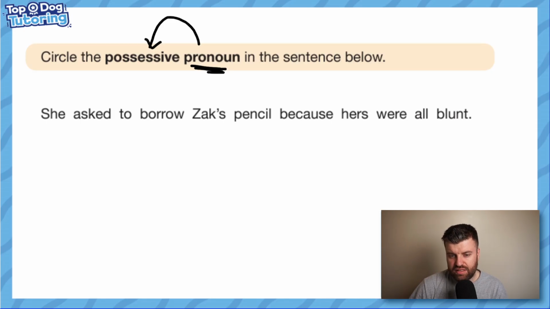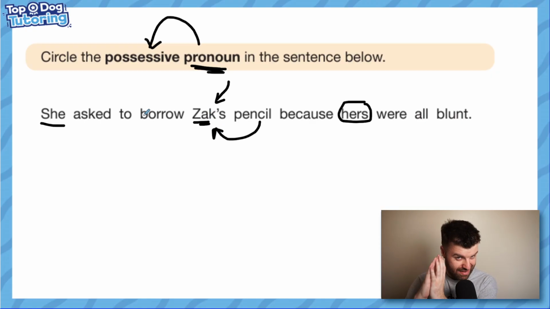If you said she, you'd be wrong. You found a pronoun, so well done. It is a pronoun. She has replaced a name in this sentence, but it's not possessive. This doesn't show that she belongs to someone or she owns something. It doesn't work. The word is actually hers. The other trick in this sentence is the fact there's an apostrophe for possession. The pencil belongs to Zach, but Zach is just a noun. It's not a pronoun. So really, lots of traps here before we actually find the answer.